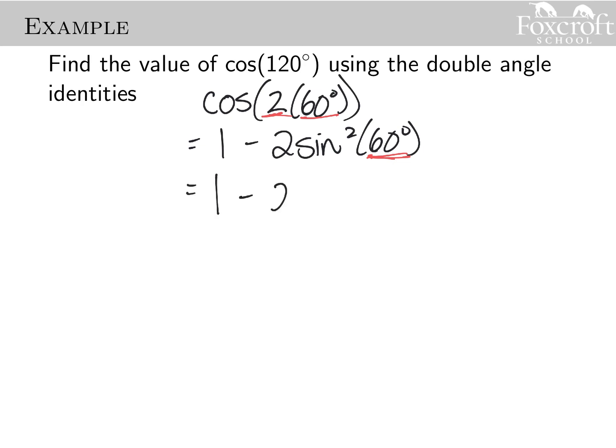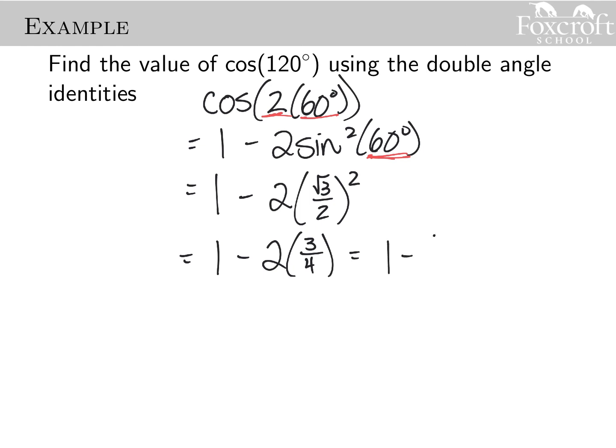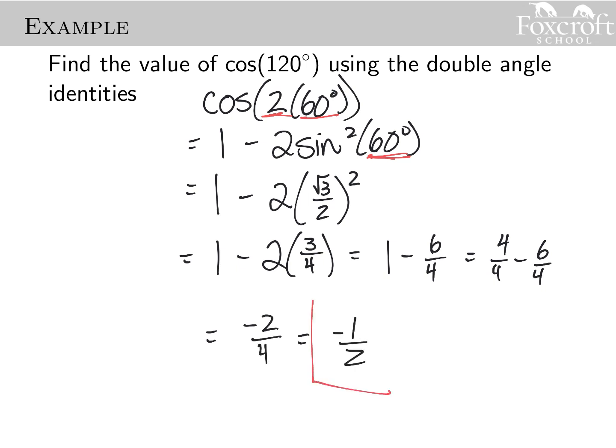Things are a little bit different here because sine of 60 I can do using my unit circle. I know that's the square root of 3 over 2. And then I can simplify the same way. So first thing, squaring things. When you square a square root, it just goes away. And then I can multiply by 2. Then I can get a common denominator. Then I can subtract. And finally, I can simplify. And this one simplifies really nicely down to just -1/2.